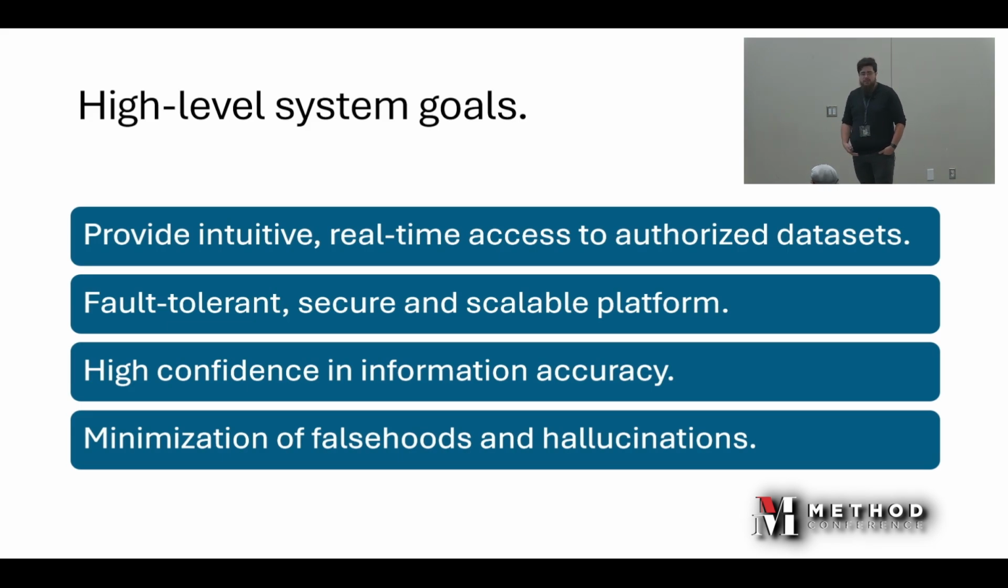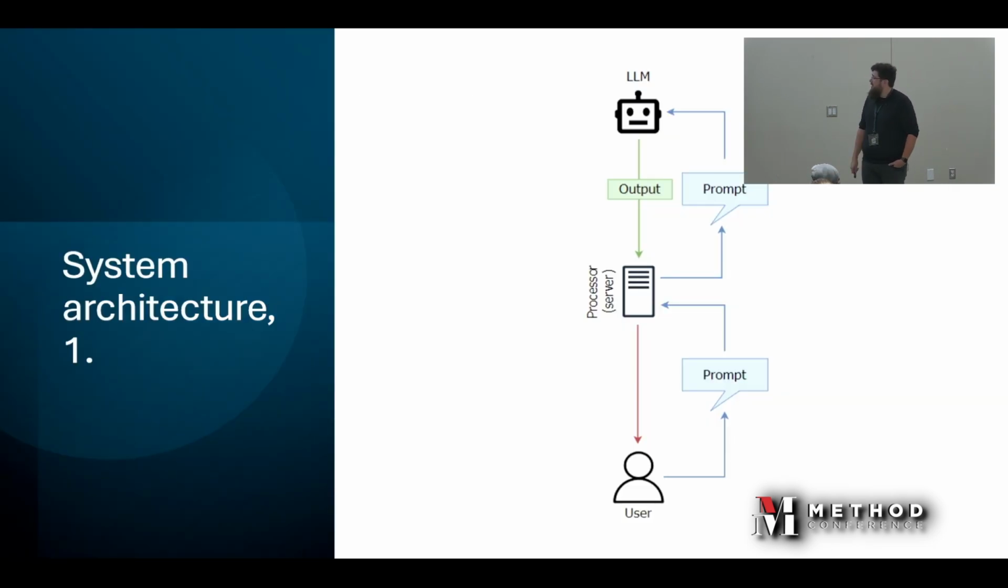We want it to be fault-tolerant, secure, scalable, with high confidence in information accuracy, right? Because if this is the authoritative source of truth for people to start referencing instead of using, say, Salesforce, we want it to be accurate. That's just a really important consideration, right? And minimizing hallucinations. So, an extremely high-level system architecture. Let's flesh this out.